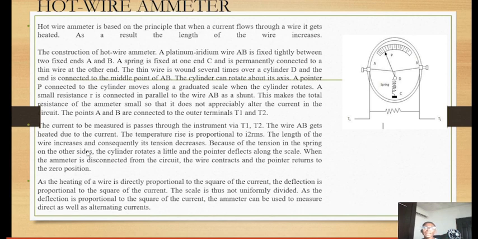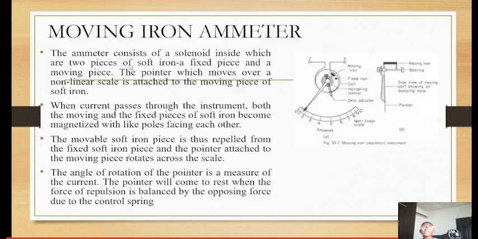The length of the wire increases and consequently its tension decreases. Because of the tension in the spring on the other side, the cylinder rotates a little and the pointer deflects. So this is just the explanation of the hot wire ammeter.